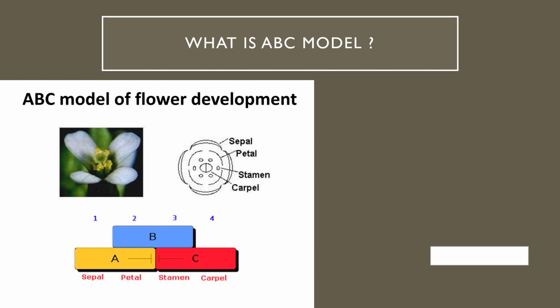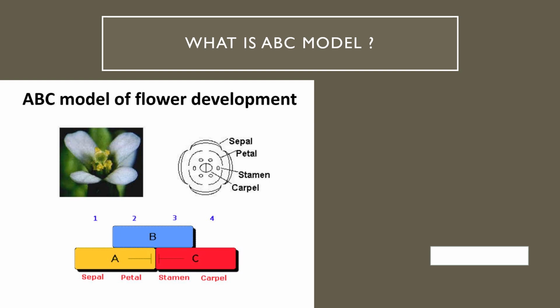So in this image you can see this is the ABC model of flower development. There are three genes responsible for flower development: class A gene, class B gene, and class C gene. When class A gene alone is present, it forms sepal. When class A and class B both genes are present, there is a formation of petal. When class B gene is present with class C gene, there is a formation of stamen. And when only class C gene is present alone, it forms carpel.